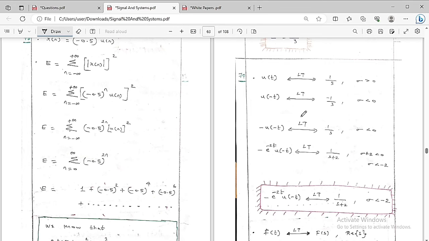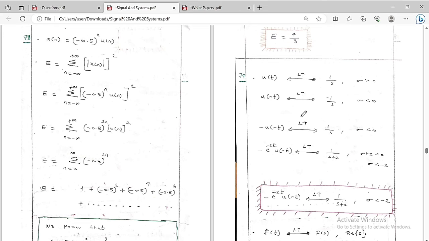As you can see clearly, for the signal u of t, what is the Laplace transform? As I already told you, for u of t, the Laplace transform is 1 by s. As u of t is a right-sided signal, the ROC is always towards the right side, which is sigma greater than 0. And for u of minus t, what is the Laplace transform? Replace t by minus t. Whenever we replace t by minus t, then replace s by minus s, we are going to get minus 1 by s. As u of minus t is a left-sided signal, the ROC is toward the left side, which is sigma less than 0. So these two basic formulas you always have to keep in your mind.